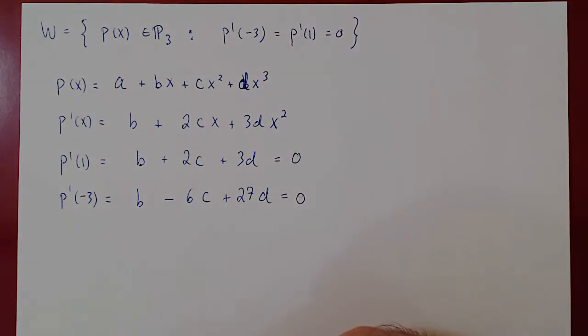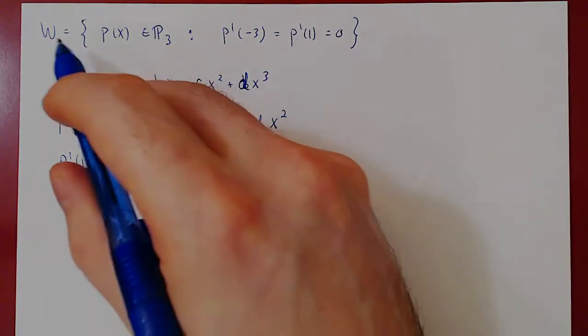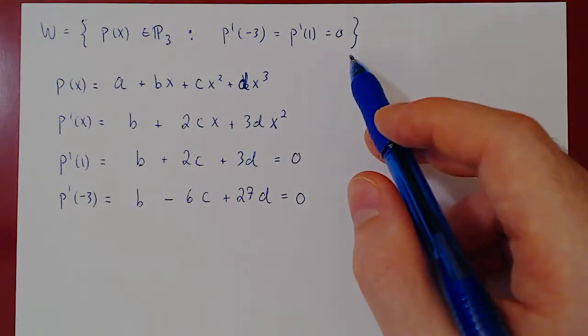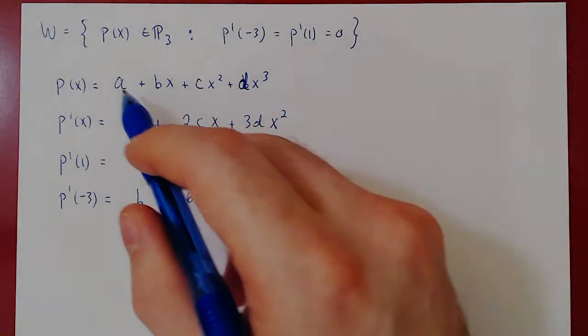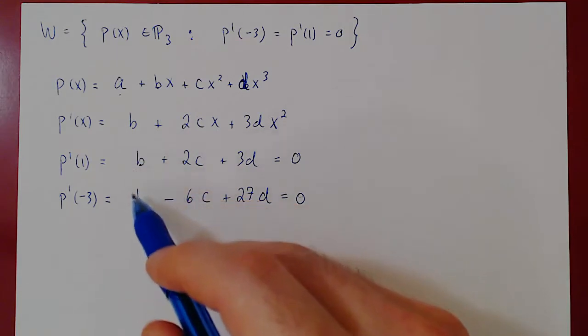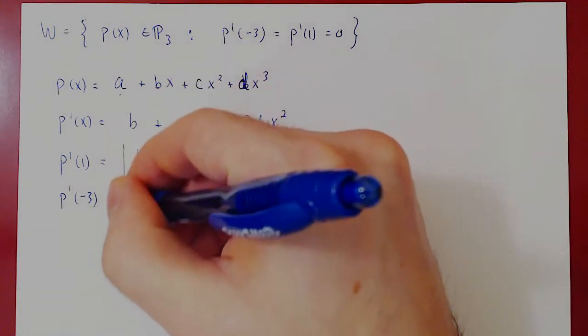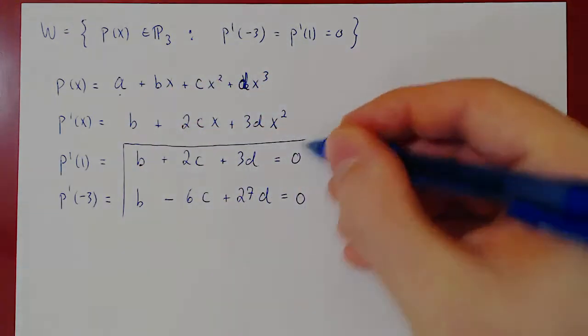And now look at this. The only polynomials in W must be so that the coefficients a, b, c, d of our polynomial are solutions of these two equations. And what we have here is a linear system.